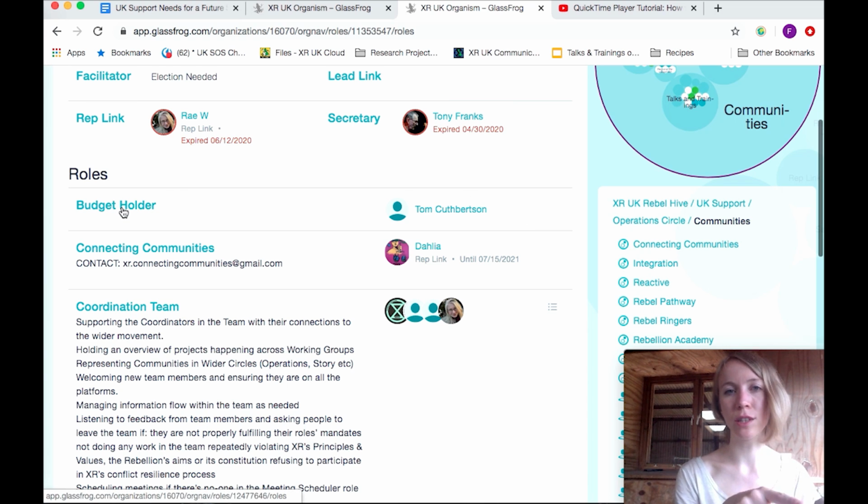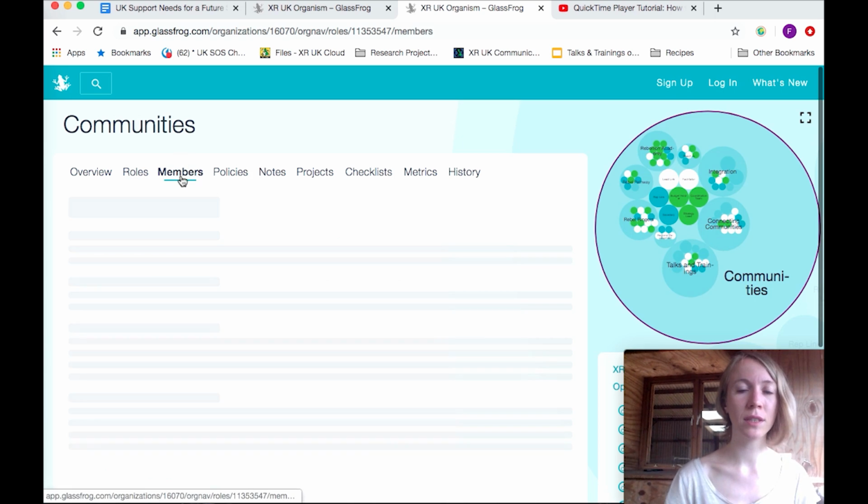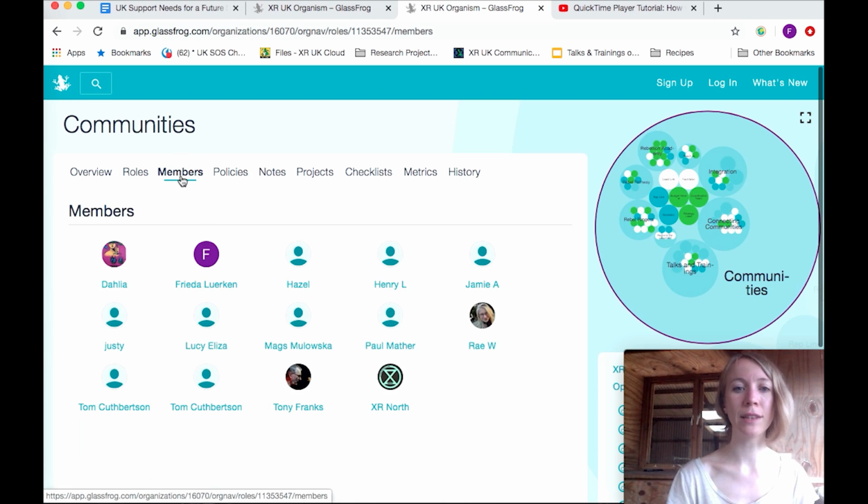And when you click on each role, I'm not going to do this now, but you can also see the mandates of each role. If you say, I don't really care about roles, I just want to see who is in what team, you can click here on the members button, and you can find a list of people who are on the team in that moment in time.